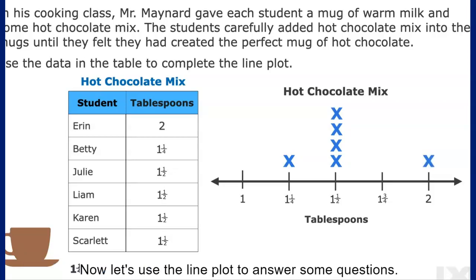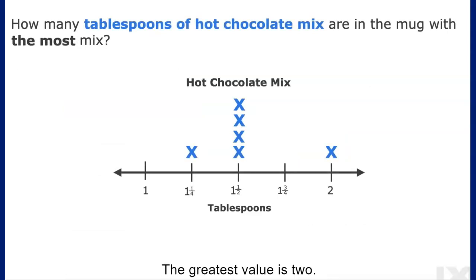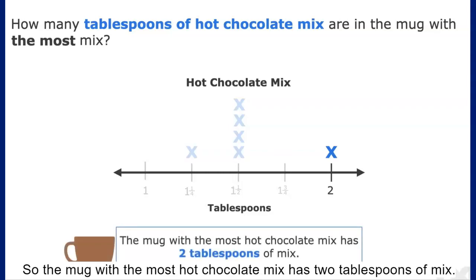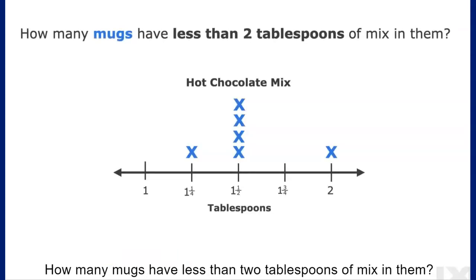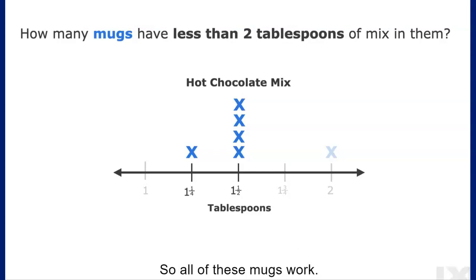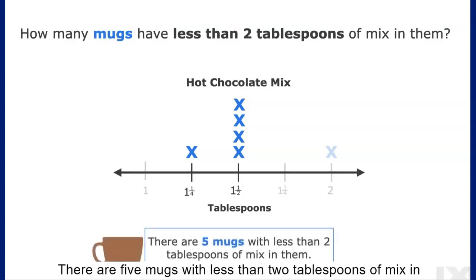Now let's use the line plot to answer some questions. How many tablespoons of hot chocolate mix are in the mug with the most mix? The greatest value is 2, so the mug with the most hot chocolate mix has 2 tablespoons of mix. How many mugs have less than 2 tablespoons of mix in them? Any mugs with 1 1/2 or 1 1/4 tablespoons of mix have less than 2 tablespoons, so all of these mugs work. There are 5 mugs with less than 2 tablespoons of mix in them.